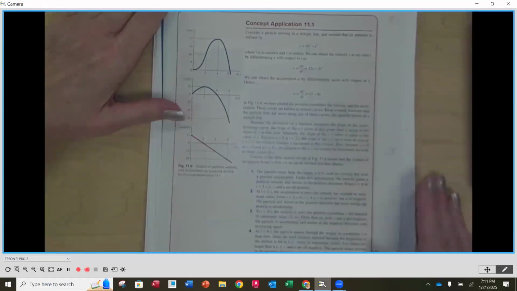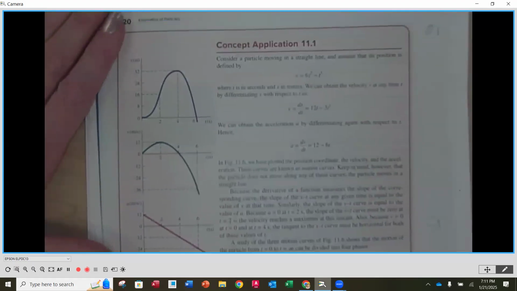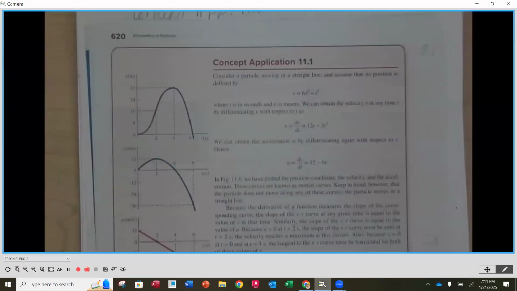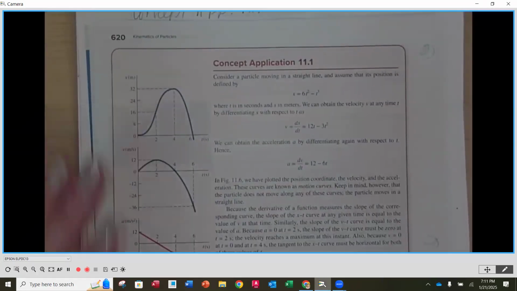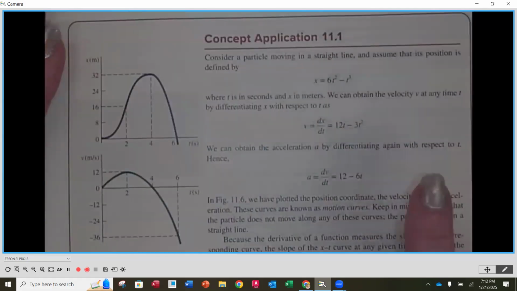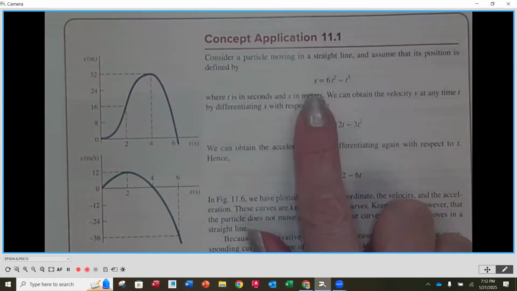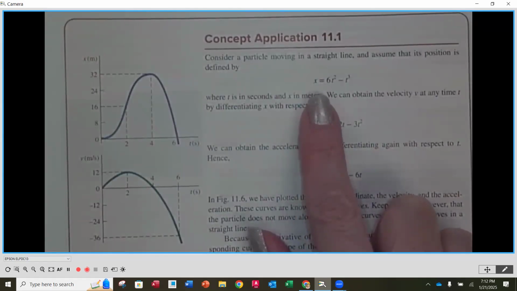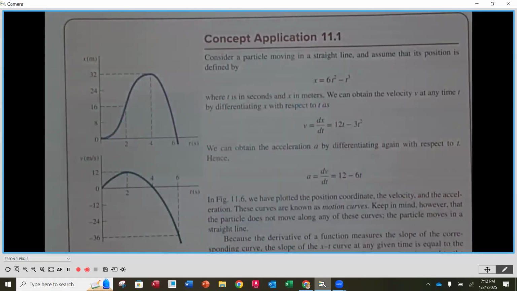So on page 620, now I did get the loose leaf version of the book, so you can see what you would get. Let me focus here. Okay. So it says, consider a particle moving in a straight line and assume that its position is defined by, I'm going to zoom in a little bit further, here is the equation for the position line. It says that x is equal to 6t squared minus t cubed, okay?